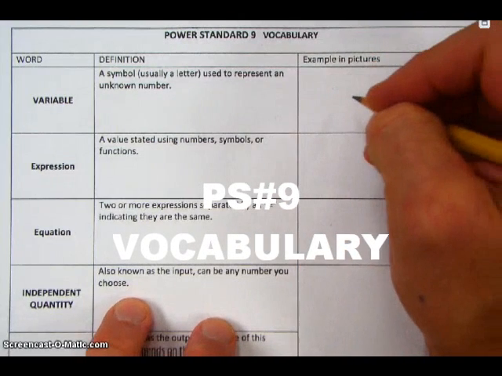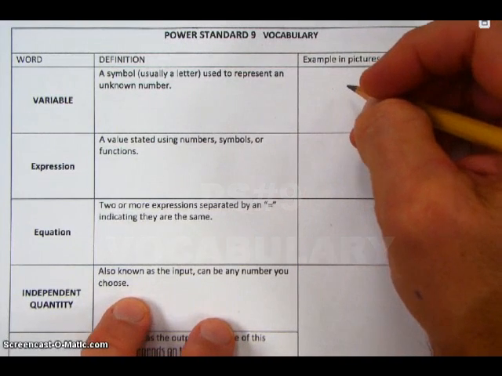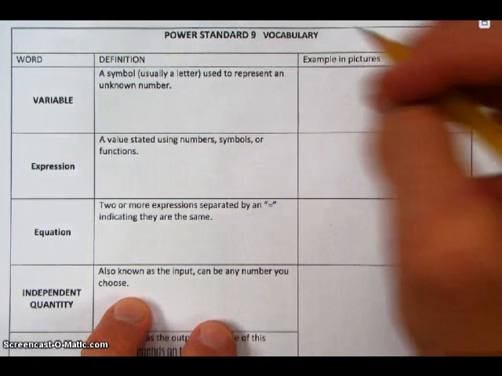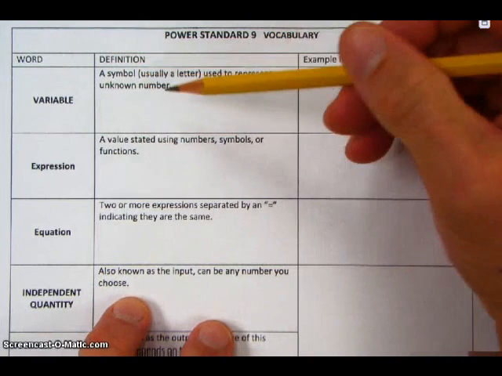We're going to go over the vocabulary for tonight. This is Power Standard number 9. Basically, we're going to get into algebra. So to start off, we're talking about the word variable. Now, most of you are already familiar with this.